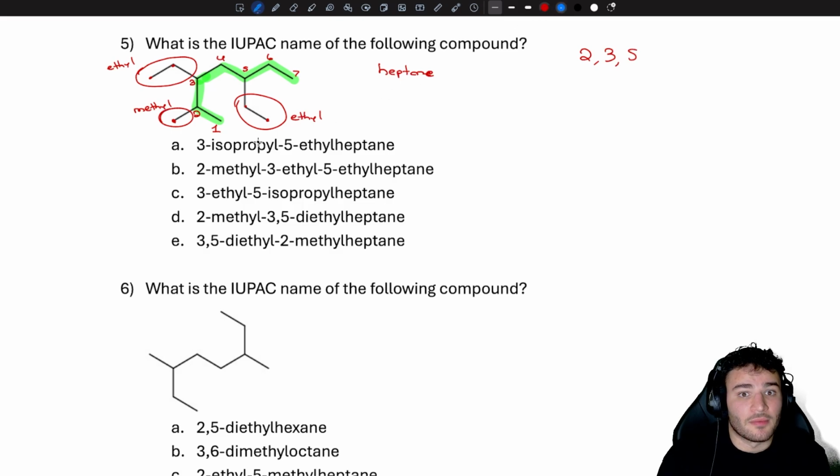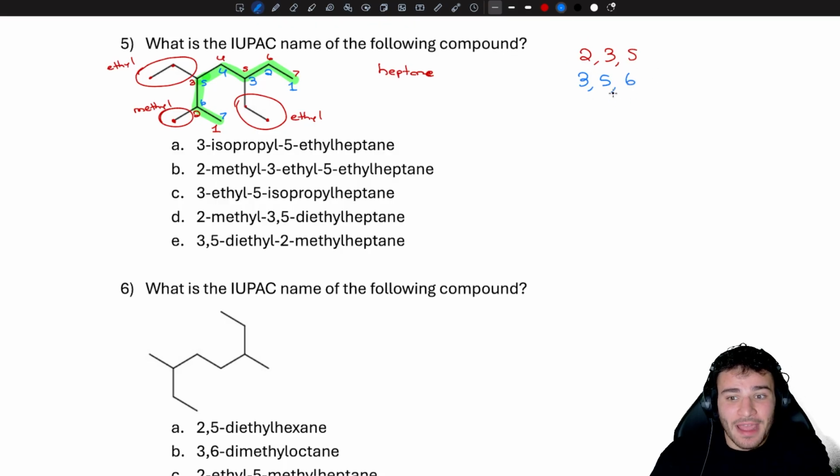If we were to count from right to left, we would end up with 1, 2, 3, 4, 5, 6, 7. And so if we were to count from right to left, our substituents would be on 3, on 5, and on 6. And so now that you see these numbers, it's very easy to understand that we have to pick the first option, 2, 3, 5, because overall you'd end up with a lower number count.